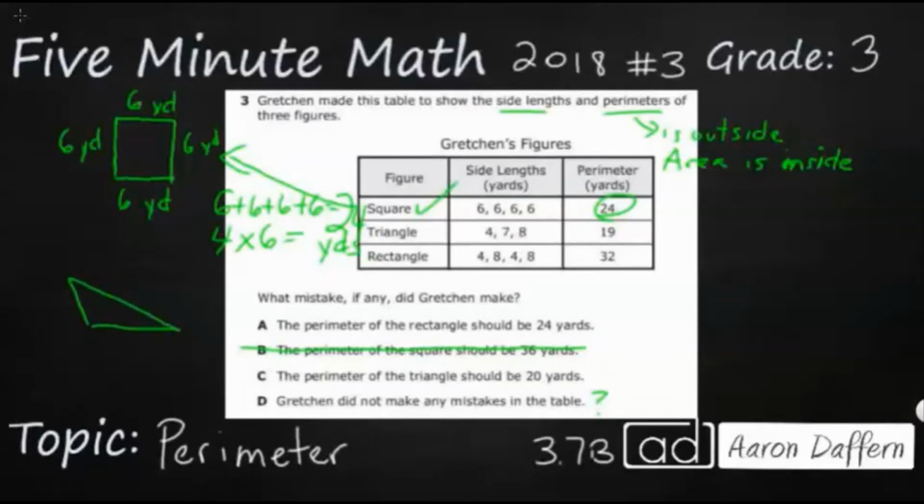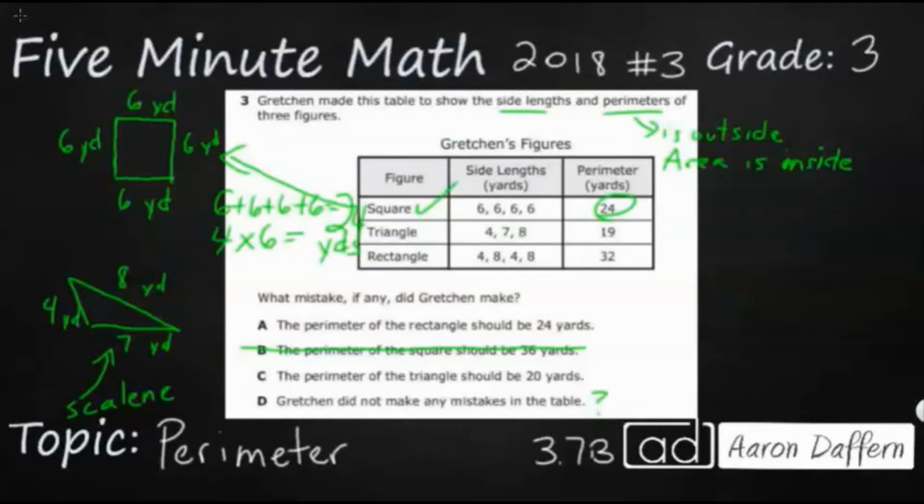There we go. So this is 8 yards. This is 7 yards. And this is 4 yards. The reason it was kind of hard to draw is because this is a special type of triangle. It's a scalene triangle. Scalene triangles are triangles that have all 3 sides different lengths.